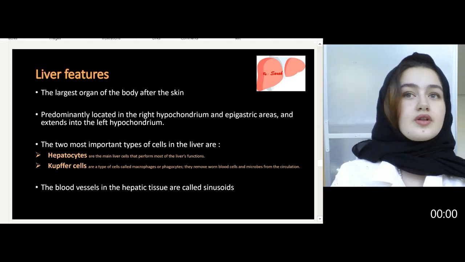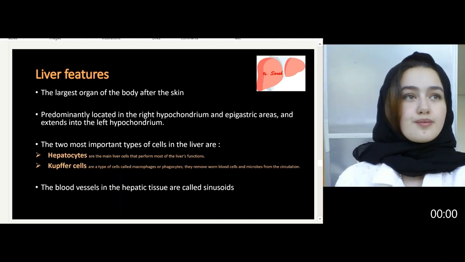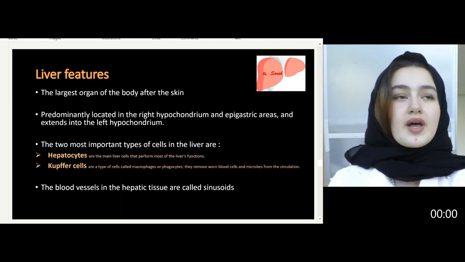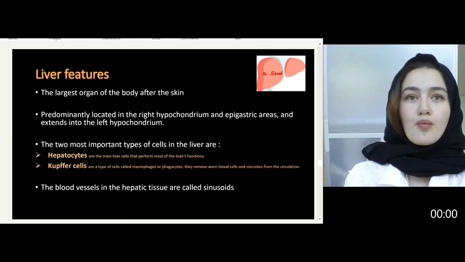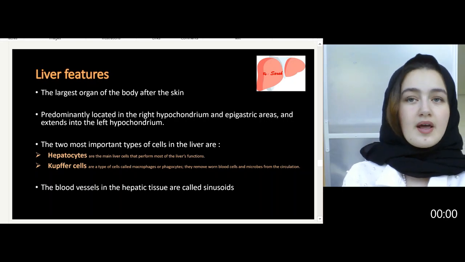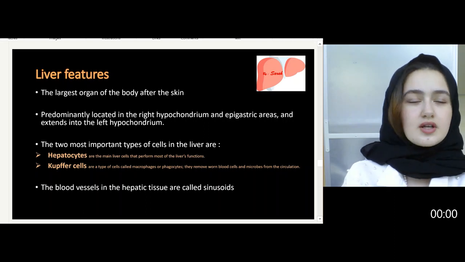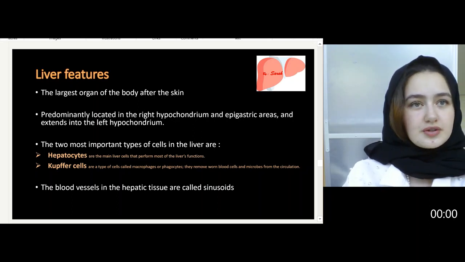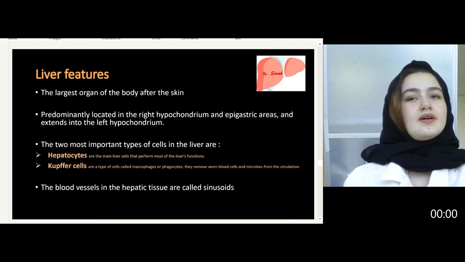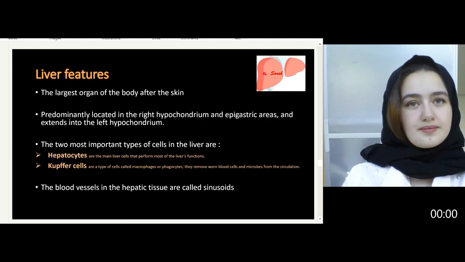And then we have two important types of cells in the liver. They're not the only ones, but they are the most important. So hepatocytes, and they are the main liver cells that perform most of the liver's functions. Then we have Kupffer cells, and they are a type of cells called macrophages, or you can call them phagocytes, and they remove worn blood cells and microbes from the circulation. And then we have the blood vessels in the hepatic tissues, which are called sinusoids.